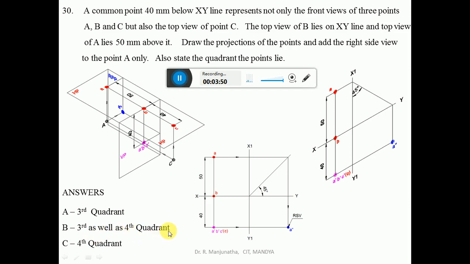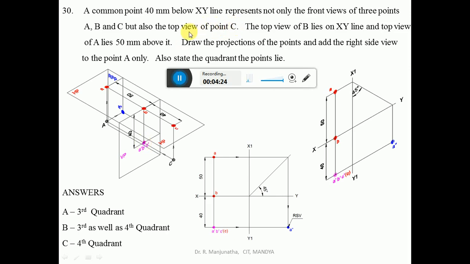So we're going to get this, and this can be analyzed here. A common point of 40 mm below XY line represents not only the front views of 3 points. The image we get on the front view is always on the vertical plane. So you can see here the image you get on the vertical plane is A dash, B dash, C dash, but also the top view of C. The top view of C is now below HP, but it is the top view of C.